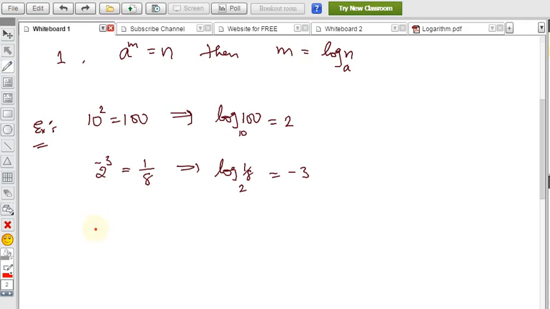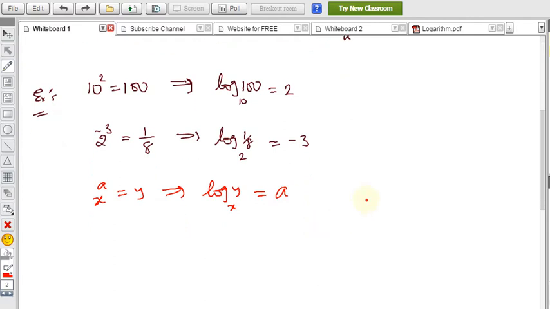You can also use other letters. X to the power a is equal to y. Then we can write log y to the base x is equal to a. That power you take should be equal to it. So this is conversion from exponential form to logarithmic form, and logarithmic to exponential form.